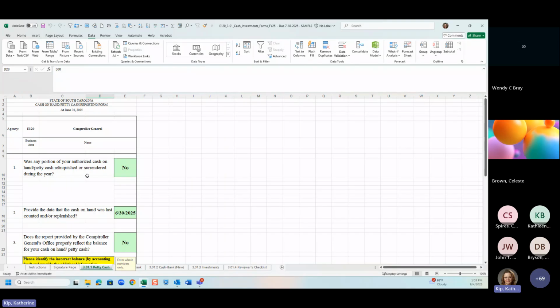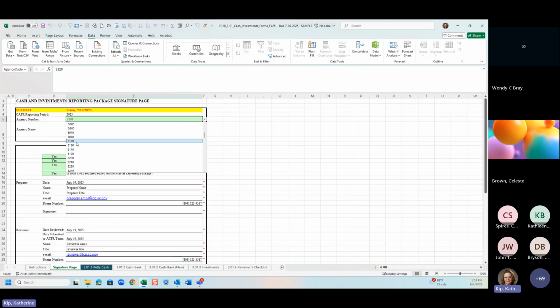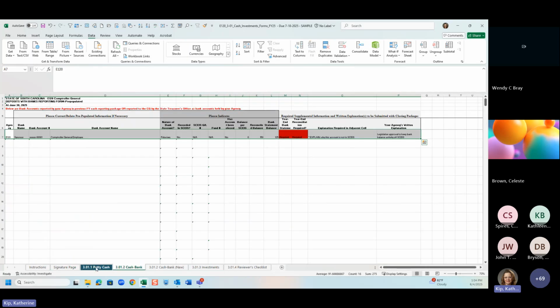Oh, let me back up one second here. How this gets populated is on your signature page. You're going to go here and select your agency. This is the very first thing you're going to do, is select your agency, and that will populate your cash throughout here. So once I select my E120, it will fill in all the known bank accounts that the CGO and the Treasurer's Office knows of.